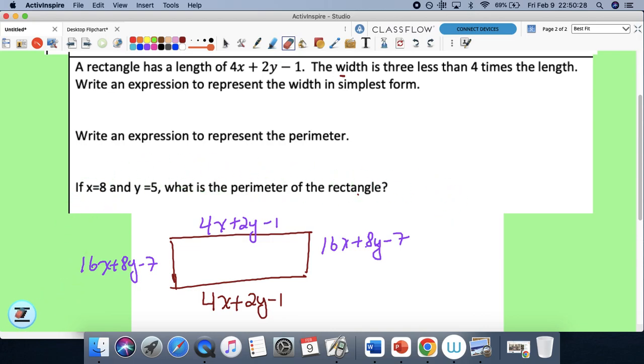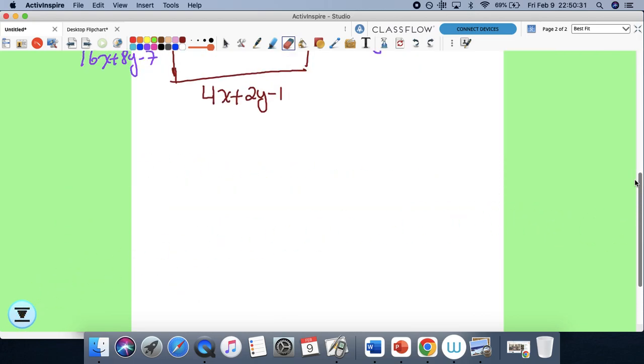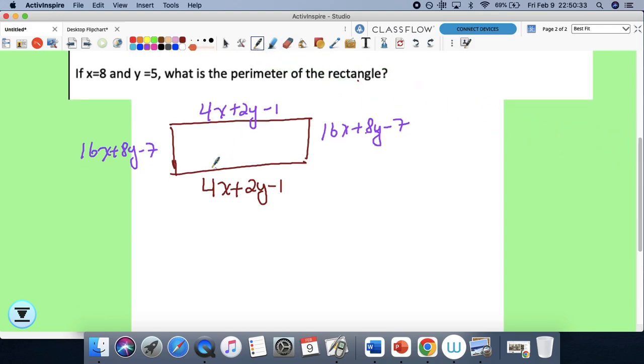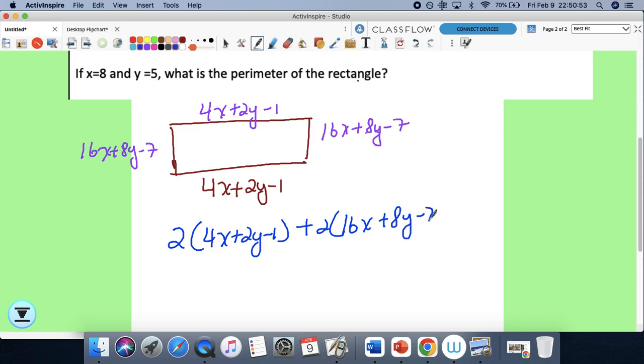Okay? Now they want the perimeter. Well, now comes the easy part. All we do is combine my terms. In the previous problem, I wrote all 4 expressions down. This one, let's do it using the formula. So it's 2 times 4x plus 2y minus 1, twice because there's 2 of them, plus 2 times 16x plus 8y minus 7. That becomes 8x plus 4y minus 2, and this becomes plus 32x plus 16y minus 14.